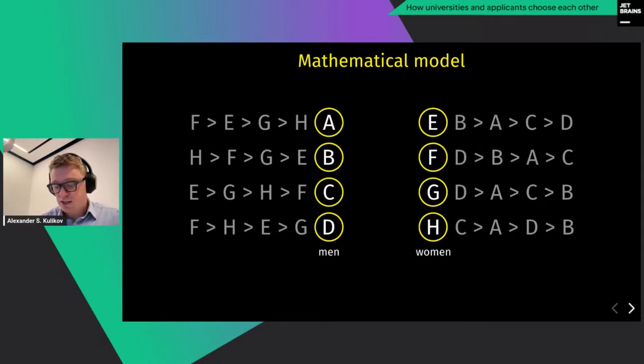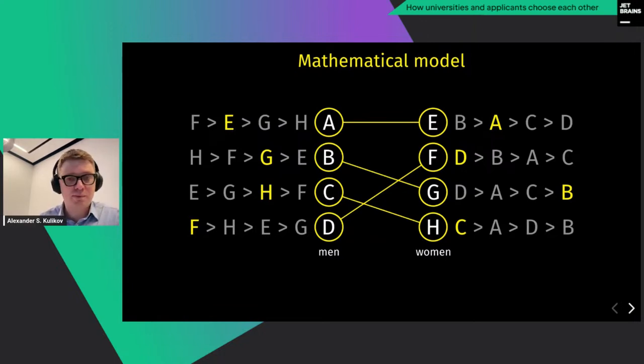Okay. And our goal is to construct a matching between them. That is to break them into pairs. For example, this is one possibility to organize such a matching. So for every man and for every woman that we see here on the slide, I also highlight in the preference list his or her partner, right?